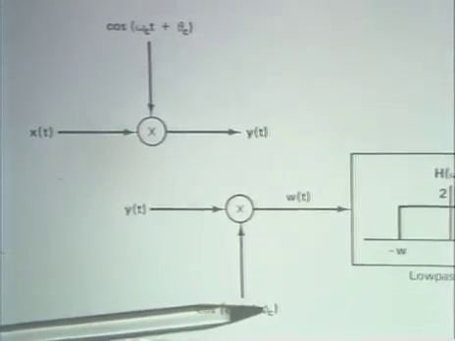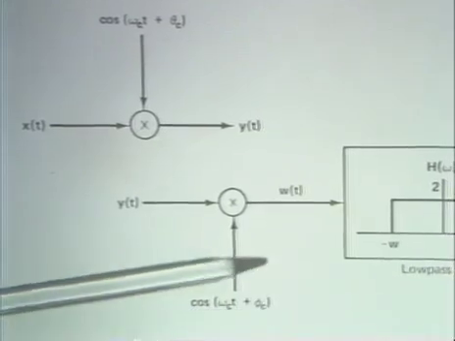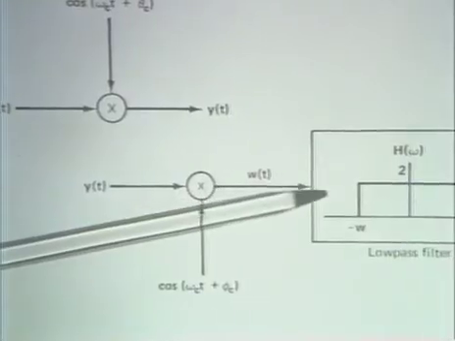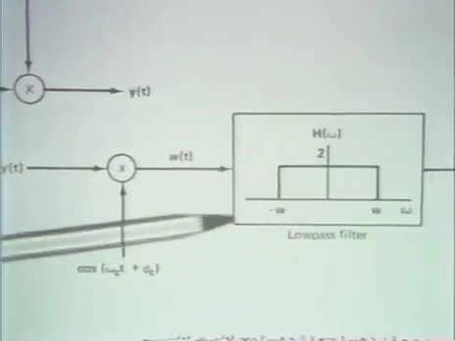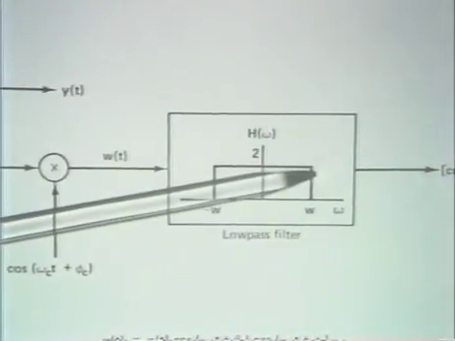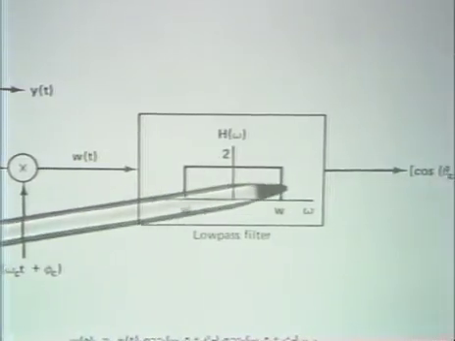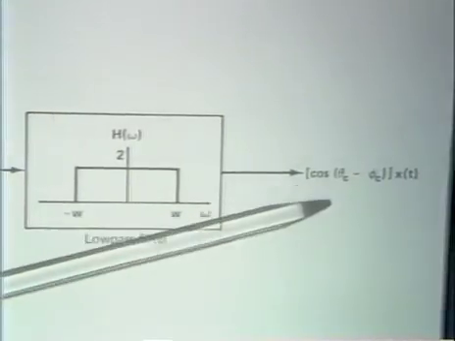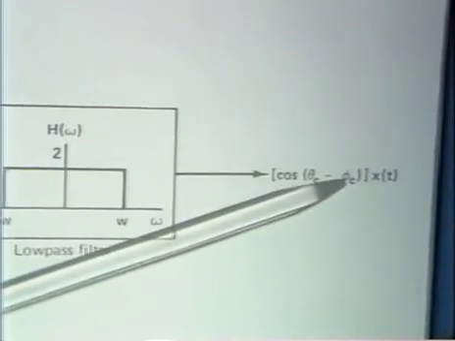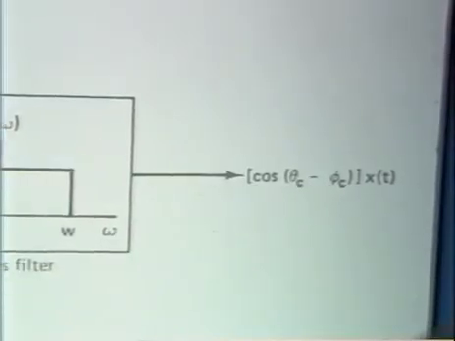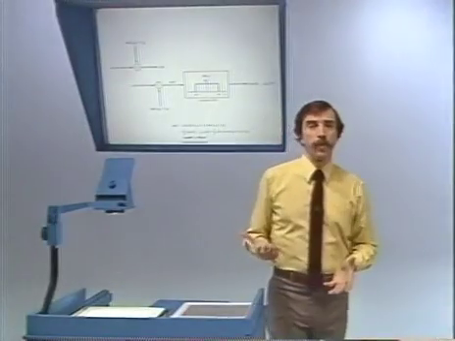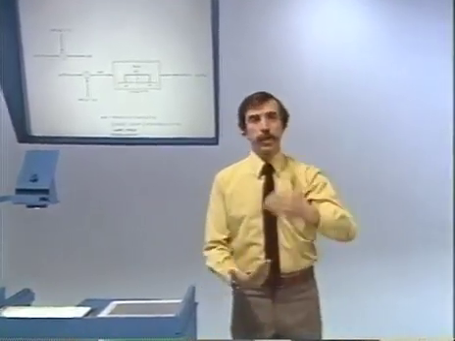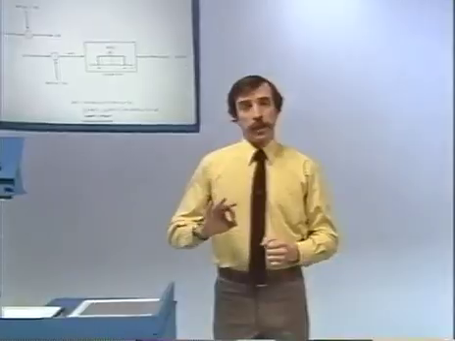And if you track through the details and the algebra, then what you'll find is that the output of the low-pass filter, rather than being x of t, the signal that we want, is x of t multiplied by a scale factor. And the scale factor is the cosine of the phase difference. Now, one could ask, okay, what's the big deal about a scale factor? If it's too small, we'll make it big. If it's too big, we'll make it small. But there are several points.